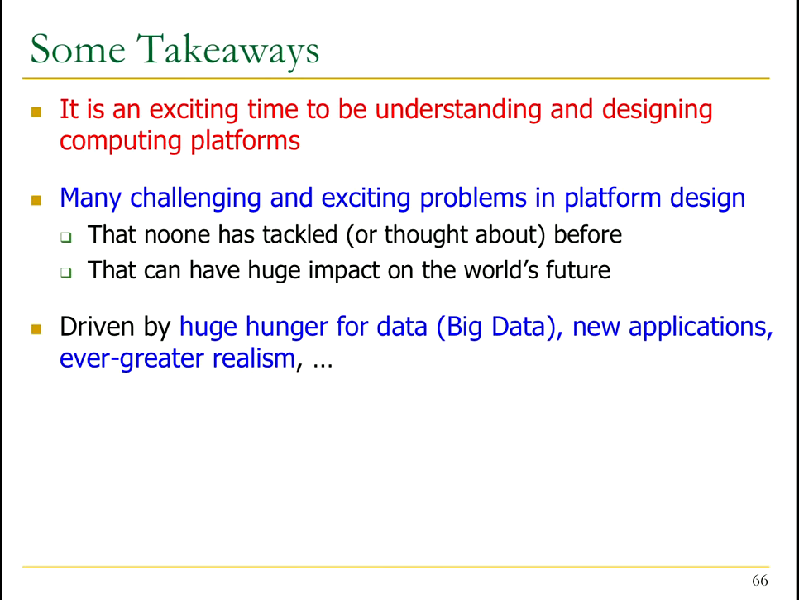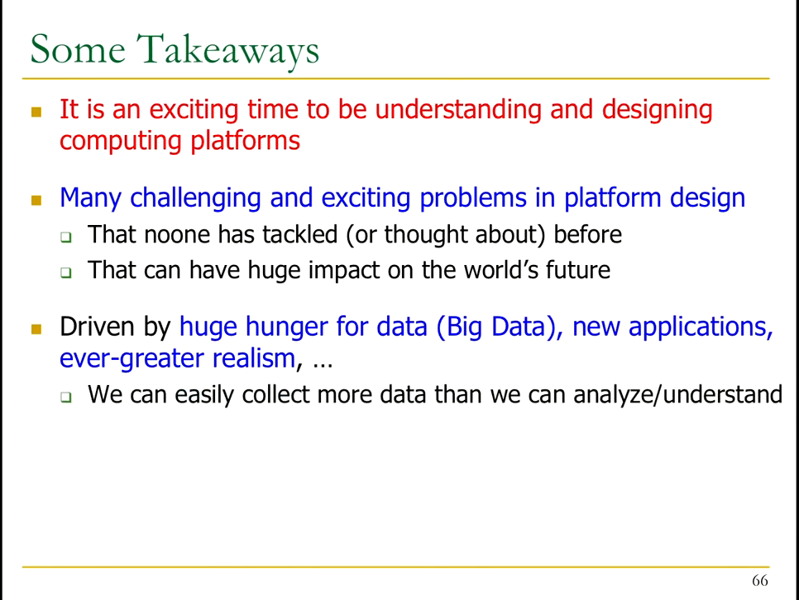So, if you want to do video, for example, you can be present at multiple places, perhaps, right? So we can today easily collect more data than we can analyze and understand. Genomics is a very interesting field, for example. Today we can sequence so many genomes that we cannot even store them at this point, let alone analyzing them.